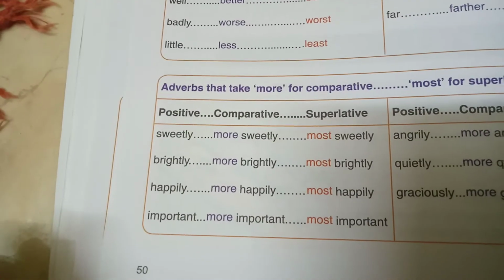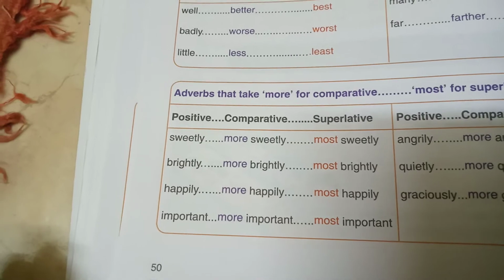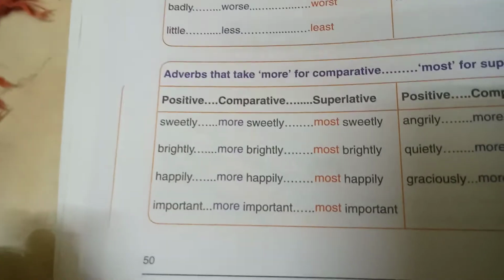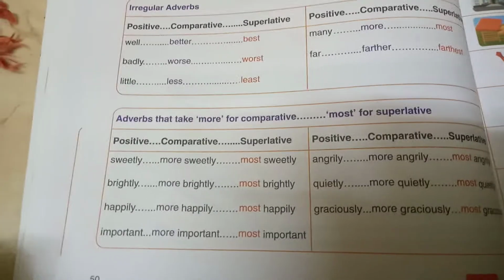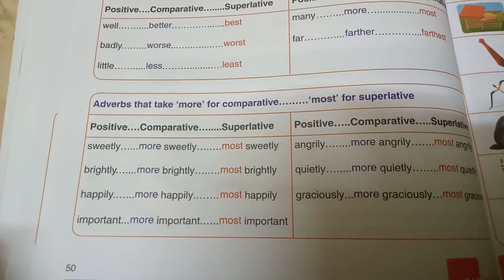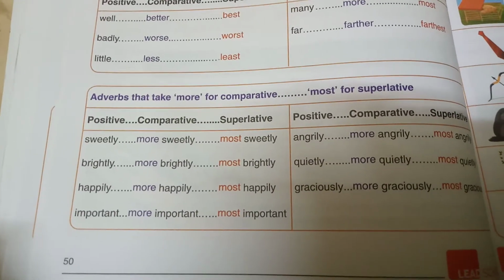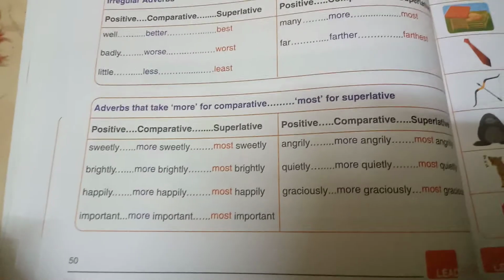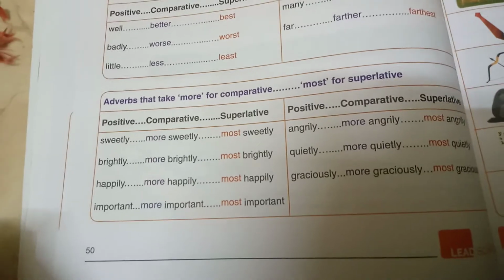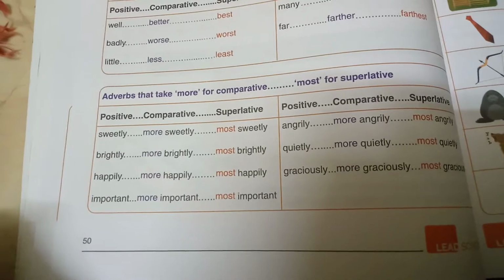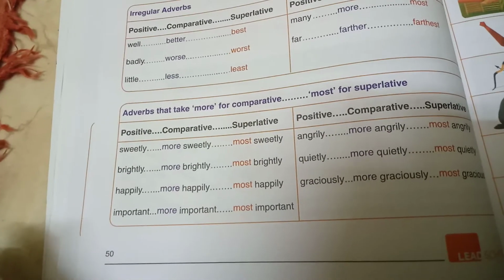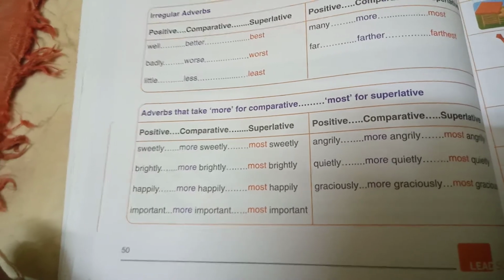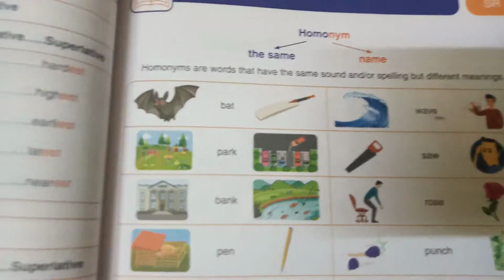Next is adverbs that take more. You have to use the word more. Beautiful, more beautiful. That is also used. Three types of adverbs. Okay. Sweetly, more sweetly, most sweetly. Brightly, more brightly, most brightly. Happily, more happily, most happily. Important, more important, most important. Angrily, more angrily, most angrily. Quietly, more quietly, most quietly. Graciously, more graciously, most graciously. So like this you have to use comparative degree.